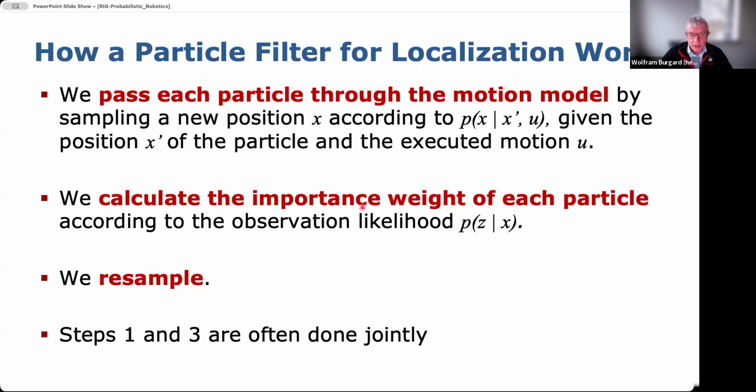The next step is we calculate the importance weight of each particle, and in localization it has a nice property that this is exactly the observation likelihood given the state of the particle. So it's the likelihood of that observation given the state of the particle. Then we have weighted particles. The next step is that we resample. Steps 1 and 3 are often done jointly, because after resampling you can directly take the new one and pass it through the motion model, so you don't need to run twice over this.